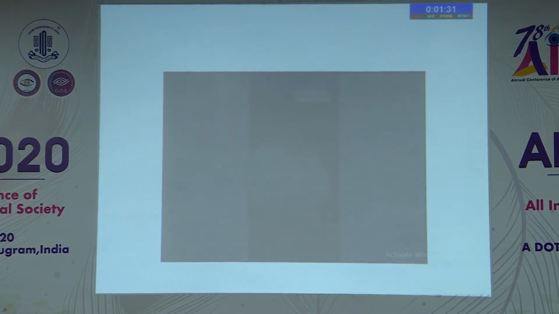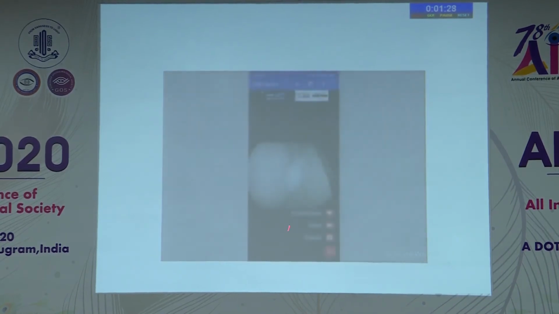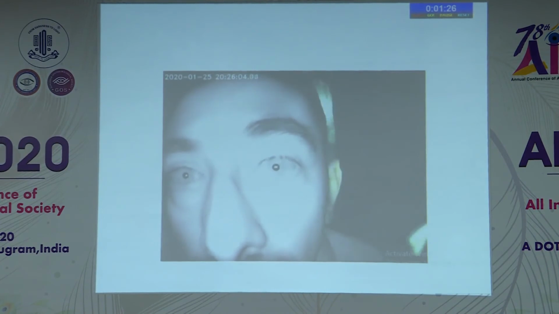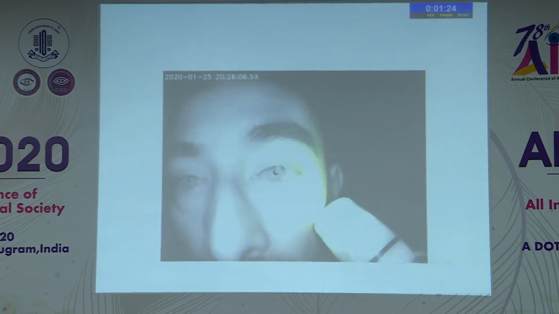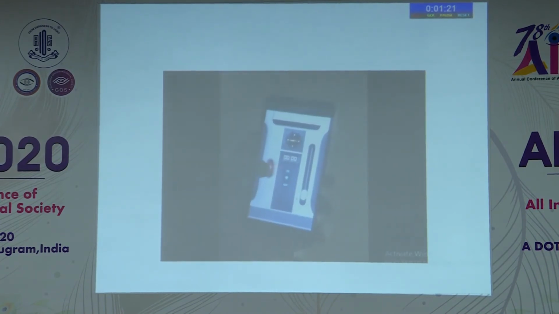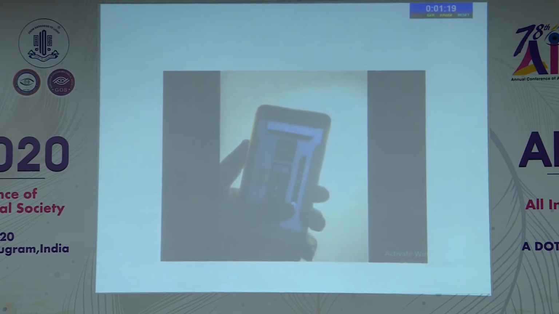Can we have the video, please? This is the camera screen that appears. Initially, as I said, we used a light, but later on we integrated it with a light flash app in the camera itself, in the mobile phone itself, that could deliver the flash.